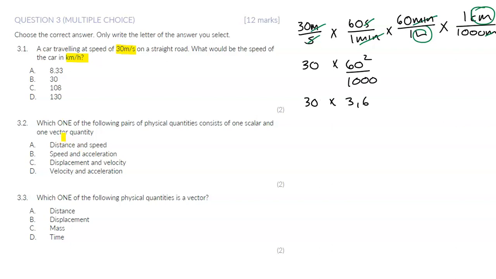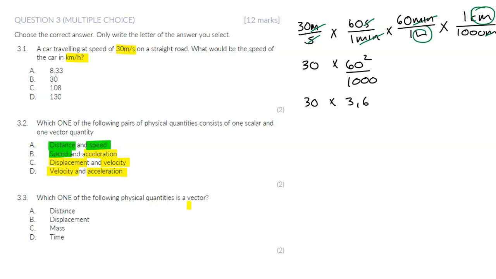We'll come back. Which one of the following pairs of physical quantities consists of one scalar and one vector quantity? Now, what I would actually do here is take my yellow highlighter and just highlight all the vectors. Acceleration is a vector. Displacement is a vector, velocity is a vector, velocity is a vector, and acceleration is a vector. So I'm not worrying about the pairs per se, I'm just worrying about who they are. And then distance, speed, and speed are all scalars.